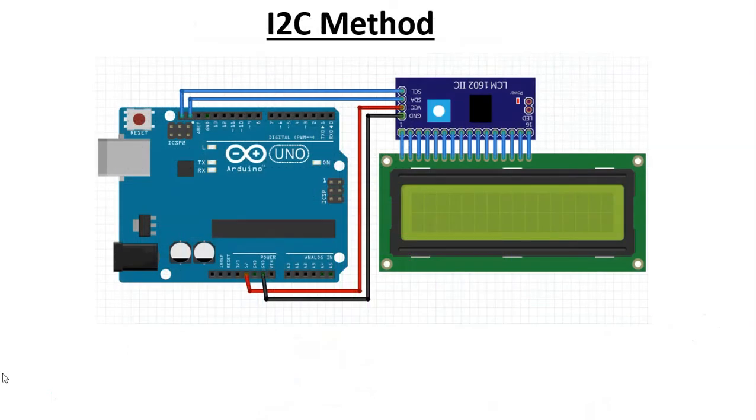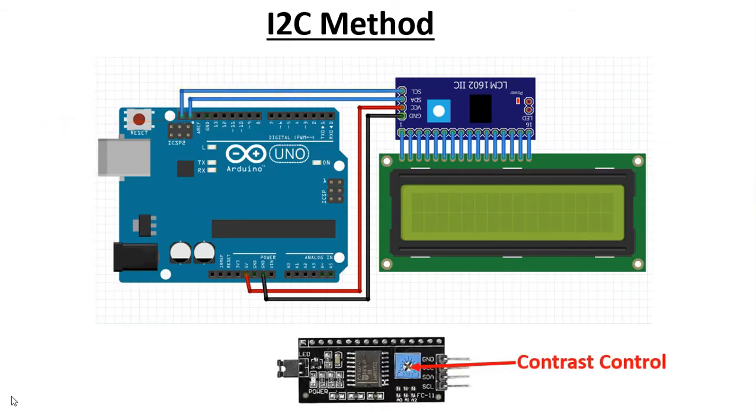Now let's talk about the I2C method. A little simpler, as we said, less cables other than the ones going from the LCD to the module, the I2C module. We have ground going to ground on the Arduino. Then we have the VCC on the I2C module going to the 5 volts on the Arduino. Then we have SDA with SDA and SCL with SCL.